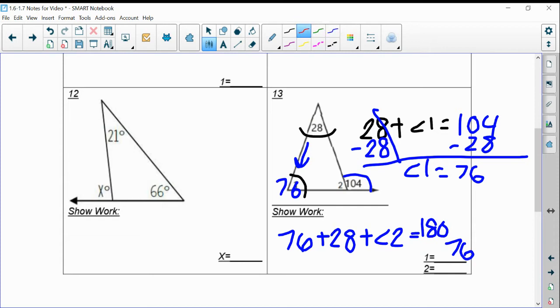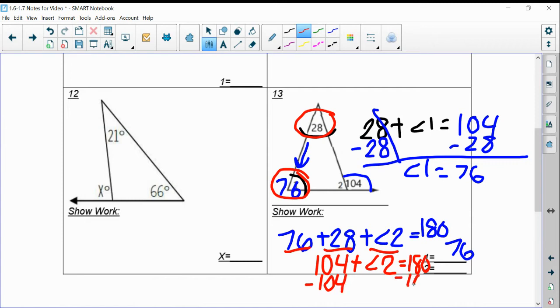All right, so we have 2 of our 3 angles, angle 1 plus angle 2 plus our unknown is going to equal 180. So we can say 76 and 28 is going to give us 104, and 104 plus angle 2, because the sum of our angles equals 180. And then we can go ahead and solve by taking away 104, just like a regular equation. And we can say that angle 2 is equal to 76. Perfect.